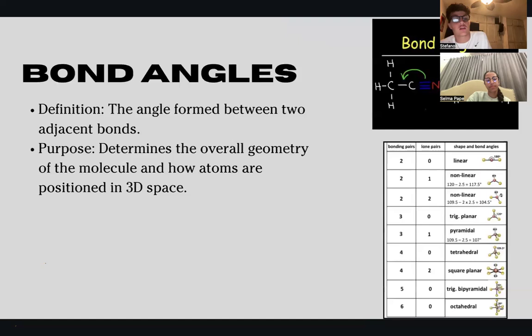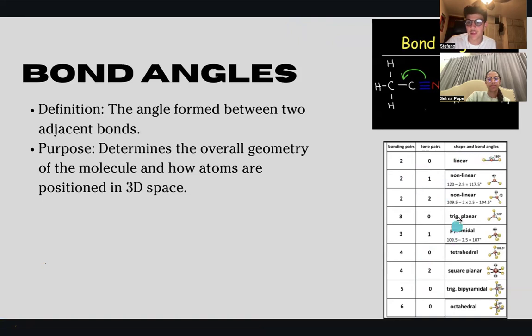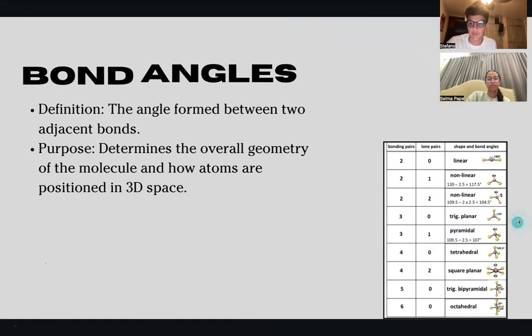Bond angles. Bond angles are the angles formed between two adjacent bonds. The purpose is to determine the overall geometry of the molecule and how atoms are positioned in 3D space. Over here at the bottom is a chart of all the types of shapes and bond angles, and the angles at which they occur.